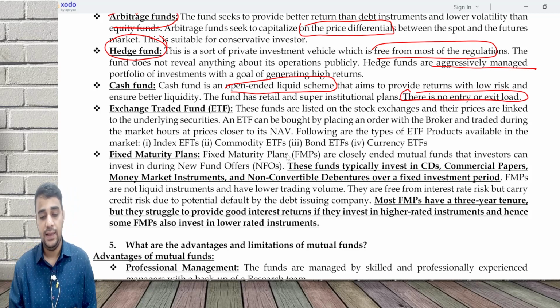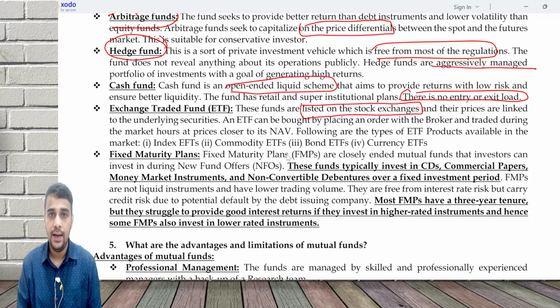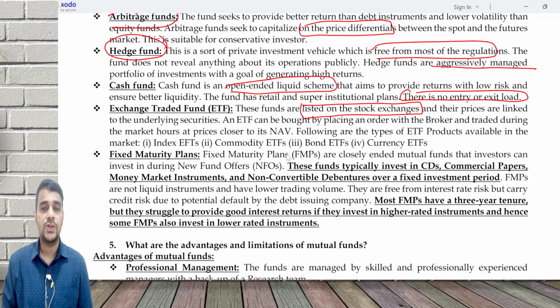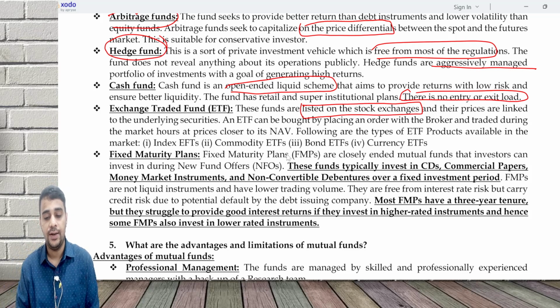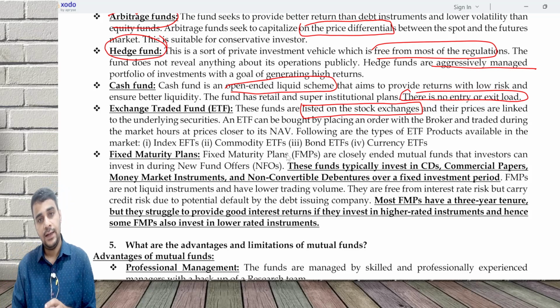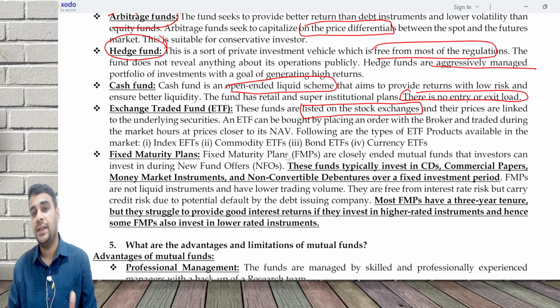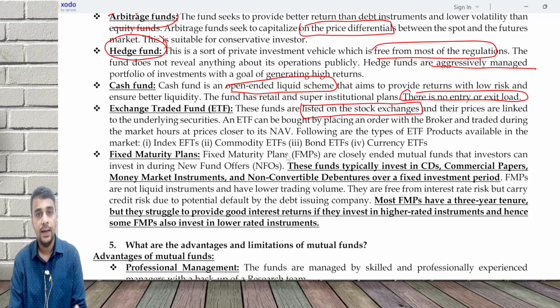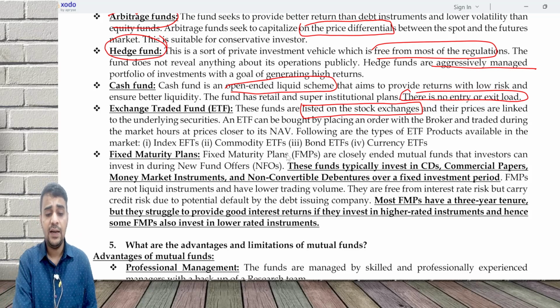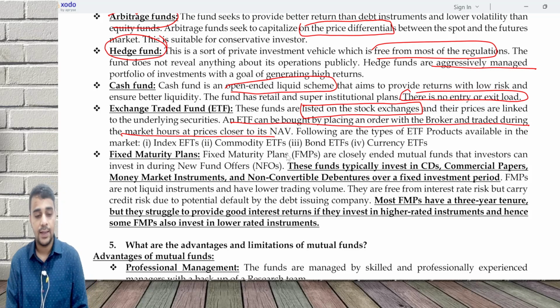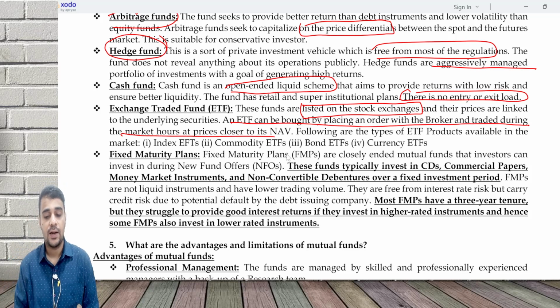Exchange traded fund. ETFs are basically those which are listed on the stock exchange. All close-ended schemes have to be listed. That is mandatory. So whatever funds are listed on the stock exchange, they are called ETF, exchange traded fund. You can buy this ETF at any point of time. Normally in a mutual fund, you place an order in the morning, and it will be placed only by the end of the day, at the closing NAV. An ETF can be bought by placing an order and traded during the market hours. There are multiple ETFs: index ETF, commodities, bond, currency. Fixed maturity plan.